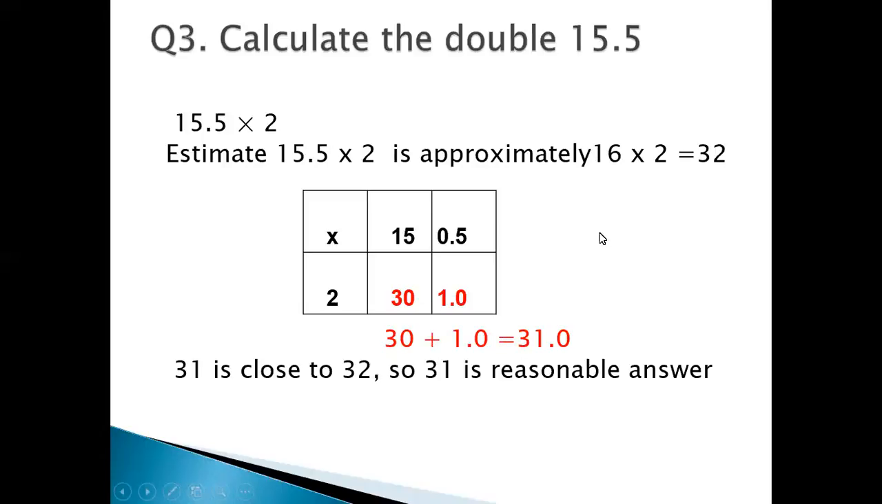And you can see here, in the upper part at the beginning of the question, we have done the estimation, the approximation, and we got the answer 32. And the exact answer, which we have found in this grid method, we have done very simply. And we are going to compare these answers now. You can see 31 is close to 32. So 31 is a reasonable answer.